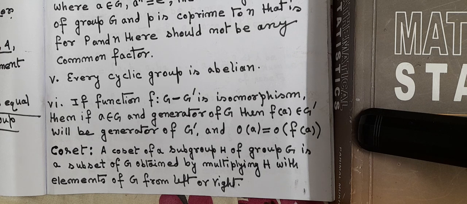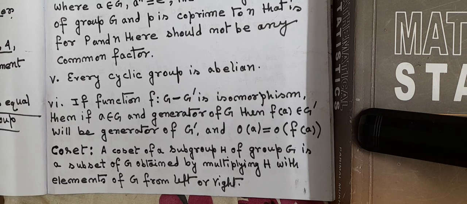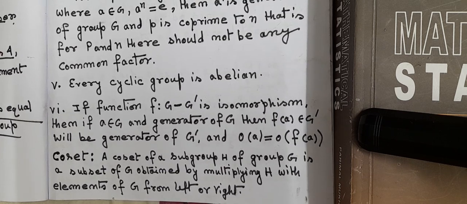Now point 6: if function f from G to G dash is an isomorphism, and a belongs to G and is a generator of G, then f(a) belongs to G dash and will be the generator of G dash, and the order of a will be equal to the order of f(a). Now what is coset? Why is coset required? Because if you don't understand what is coset, you will not understand Lagrange's theorem.